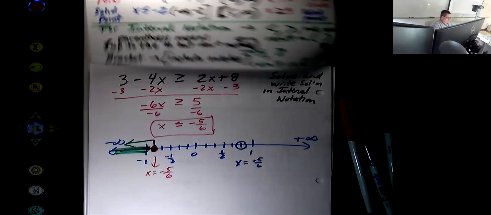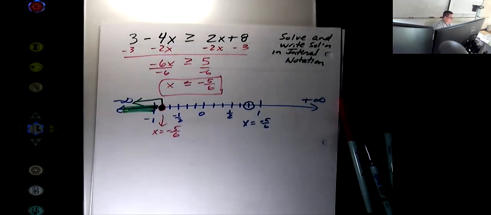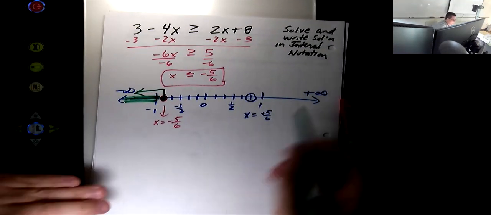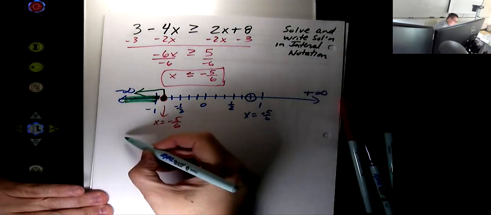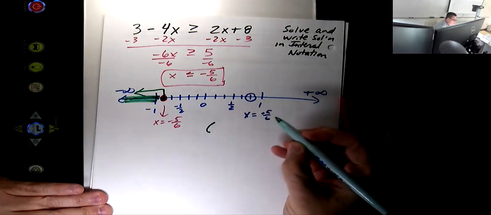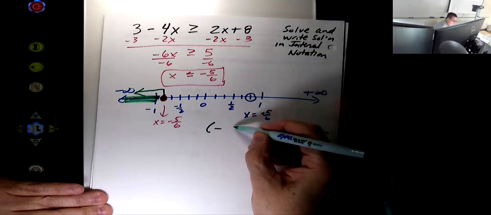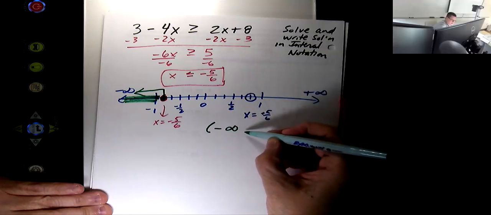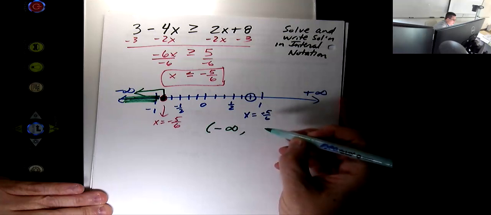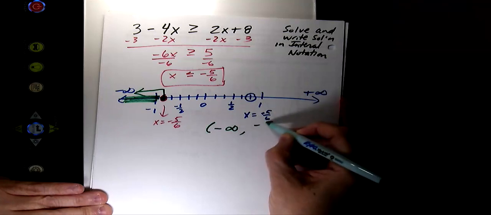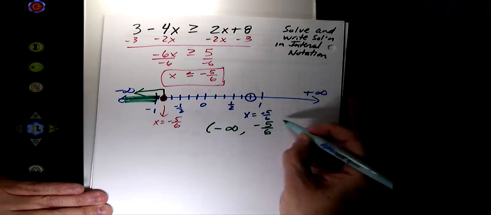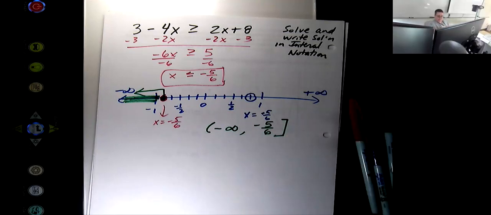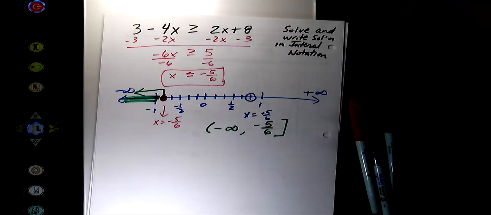So what is the interval notation for this right here? Negative infinity, negative 5/6. Right. Excellent. I just have a question, sorry.